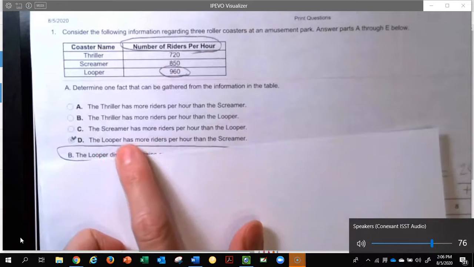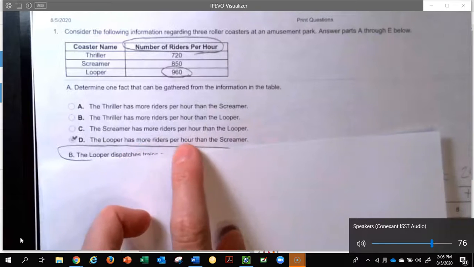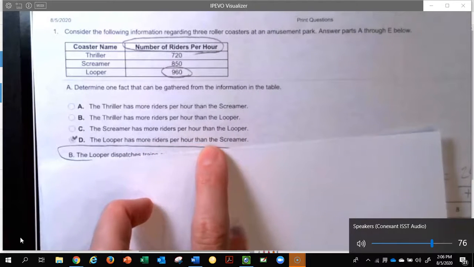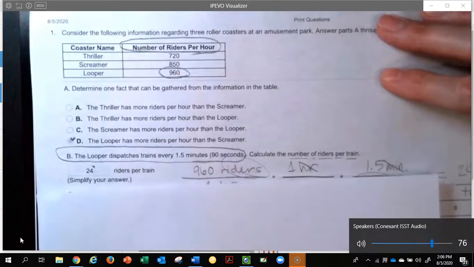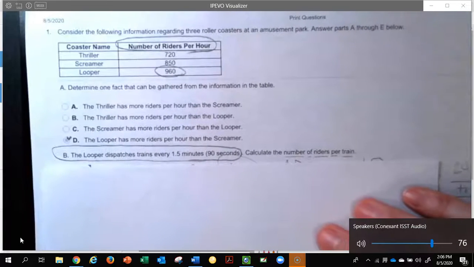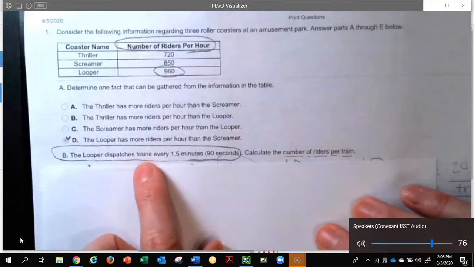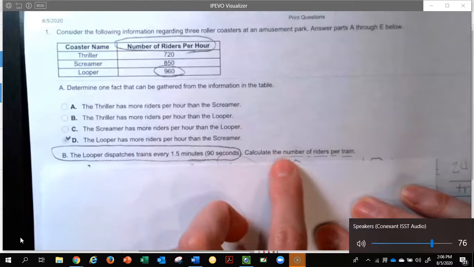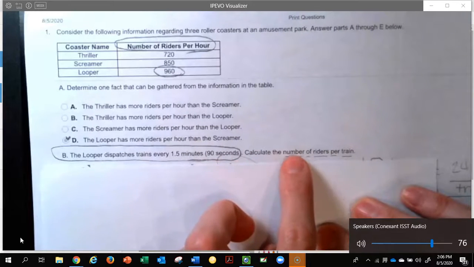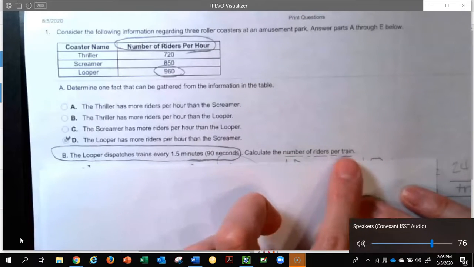And I agree. The looper has more riders per hour than the screamer. So that's the correct choice. But then it keeps going and asks several other things. So I'm going to go right here. It says the looper dispatches trains every 1.5 minutes, and that's how many seconds. Calculate, so in the end, we want to know the number of riders per train.